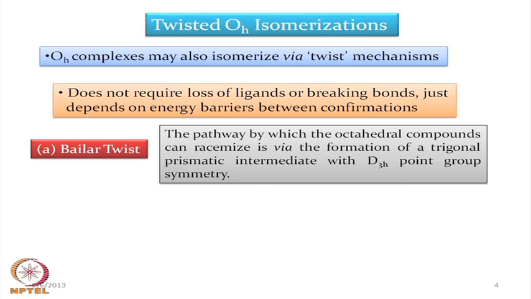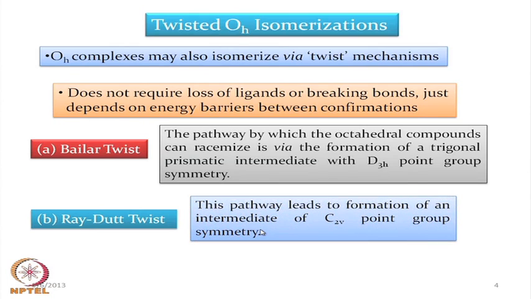Then another form of twisting is also possible, which is known as the Ray-Dutt twist. It is due to Triyodaranjan Ray and N.C. Dutt, who proposed this twist, which is a little bit different but along the same line, but the twisting process is different. In this pathway, we get an intermediate of lower symmetry compared to D3h, of C2v point group symmetry.